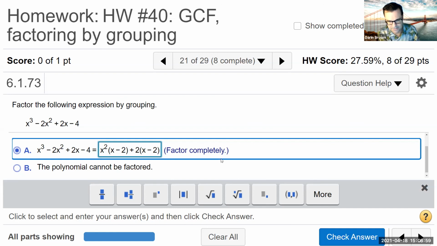Okay, so now we've got this, and now we want to factor out that x minus 2, and we're left with x squared from the first term and 2 from the second. So x minus 2 times x squared plus 2.